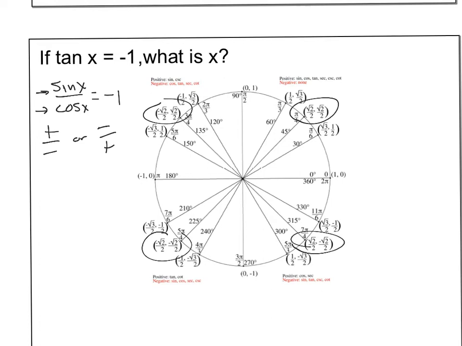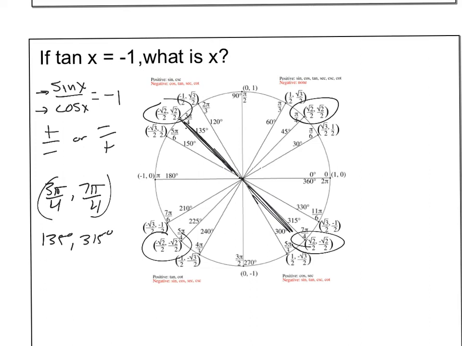But I need one positive and one negative. So that means I need here and I need here. So my answer is going to be 3 pi over 4 and then 7 pi over 4. That's going to be my answer. All right, in degree mode, it would be 135 degrees and 315 degrees. But my big picture is, where can I get -1 here? Well, I have to think that sine and cosine would have to be the same thing, except one would be positive, one would be negative.